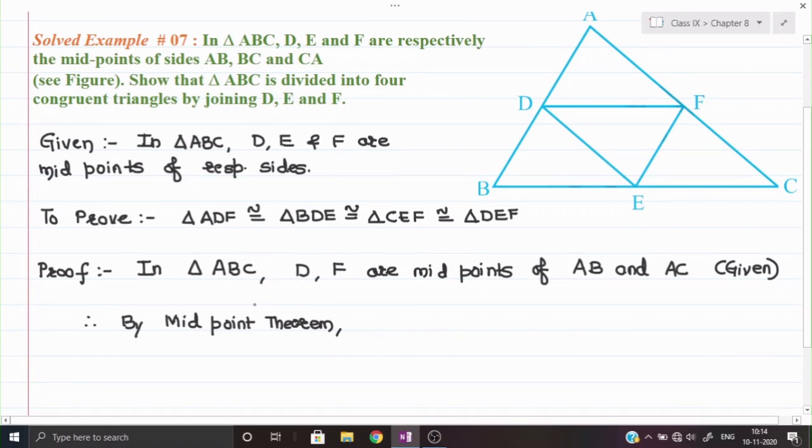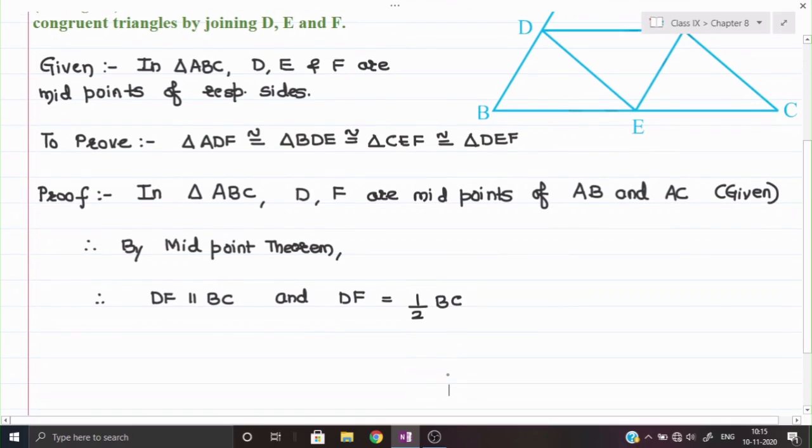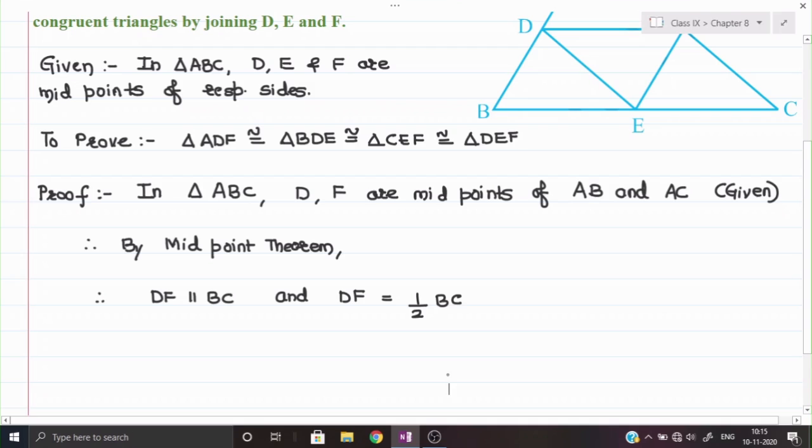It says if D and F are midpoints, then DF will be parallel to BC and DF will be half of BC. So we can say that therefore DF is parallel to side BC and DF is equal to half of BC, right? That is one result we got with the help of the midpoint theorem.